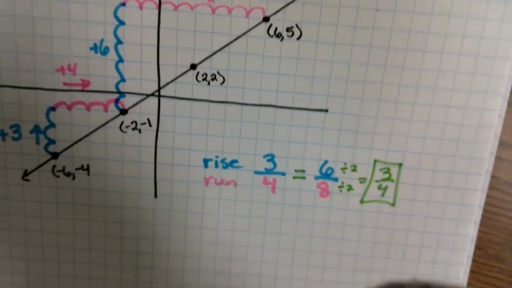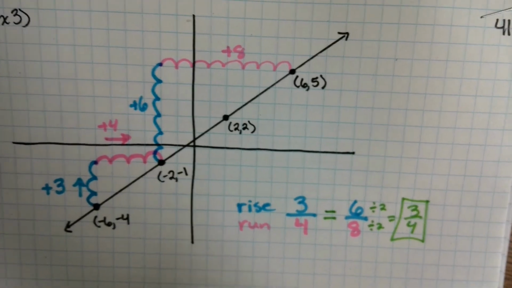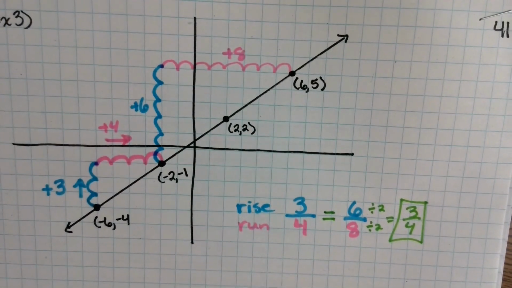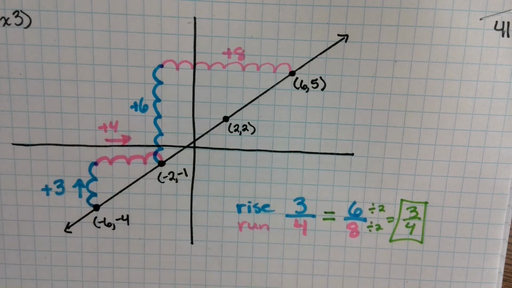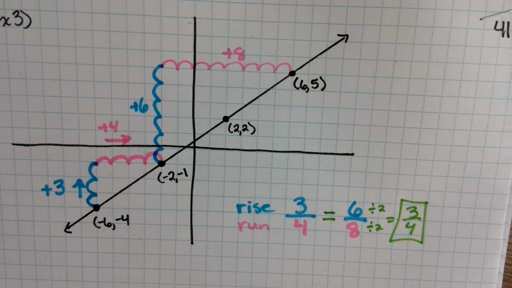So again, it does not matter which points you decide to check your slope with. Just pick any 2 points that are perfect points on the line and find the slope from there. How far did you rise? How far did you run?